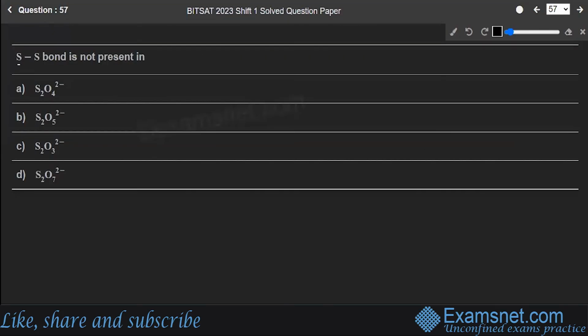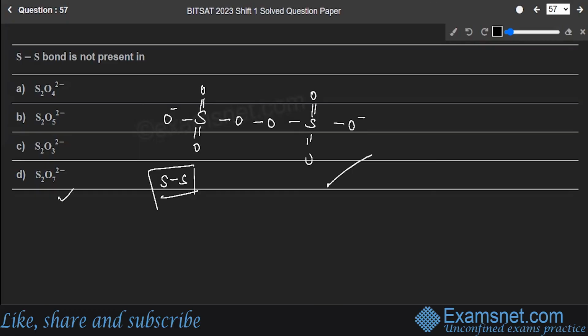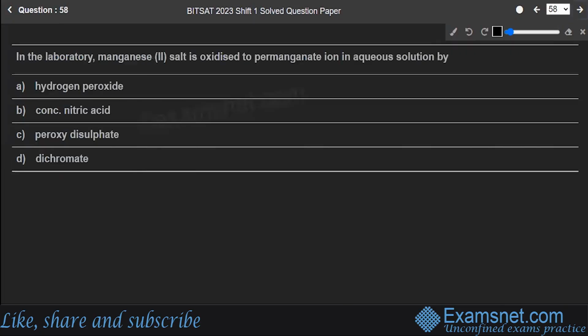Question number 57. SS bond is not present in which of these options? If I look at the D option, this is given by S double bond O, O negative, then O, O, S, O, O, O negative. So there is no S-S bond present in this. That makes option D the correct answer. Hope you understood this. Next is question number 58.